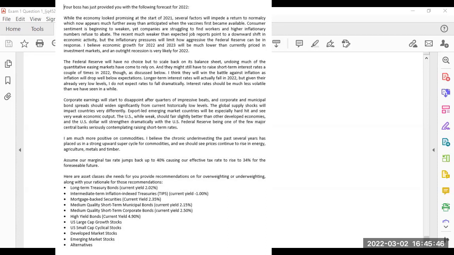Given their already low levels, I do not expect them to fall dramatically. Interest rates should be less volatile than we've seen in a while. So fall slightly with low volatility.